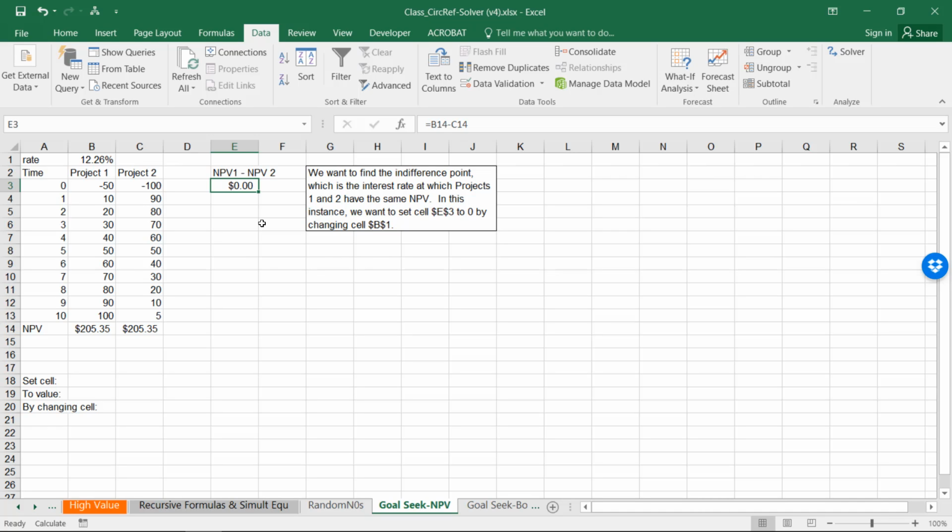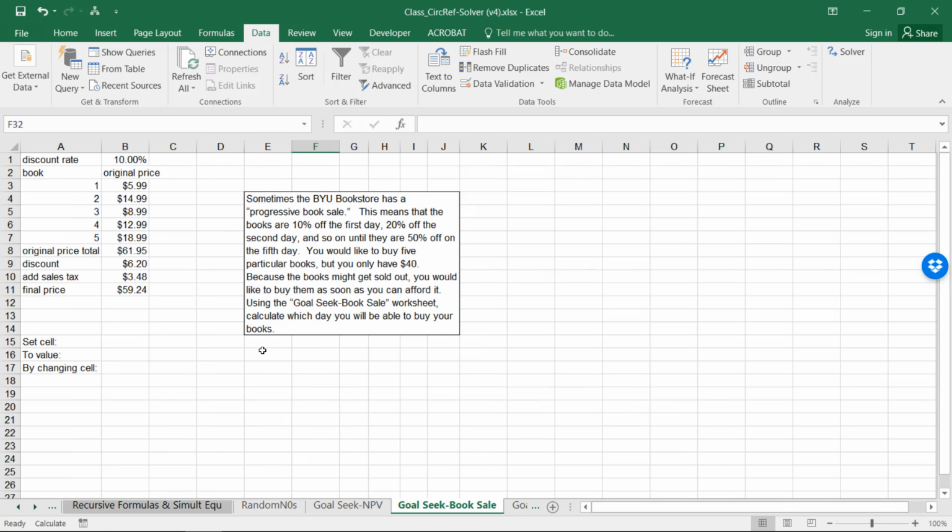So anything below that would probably choose project 1. Cost of capital greater than that would choose project 2. You could enter the set values and changing cell down here to remember them if you want. Let's go to the next one.